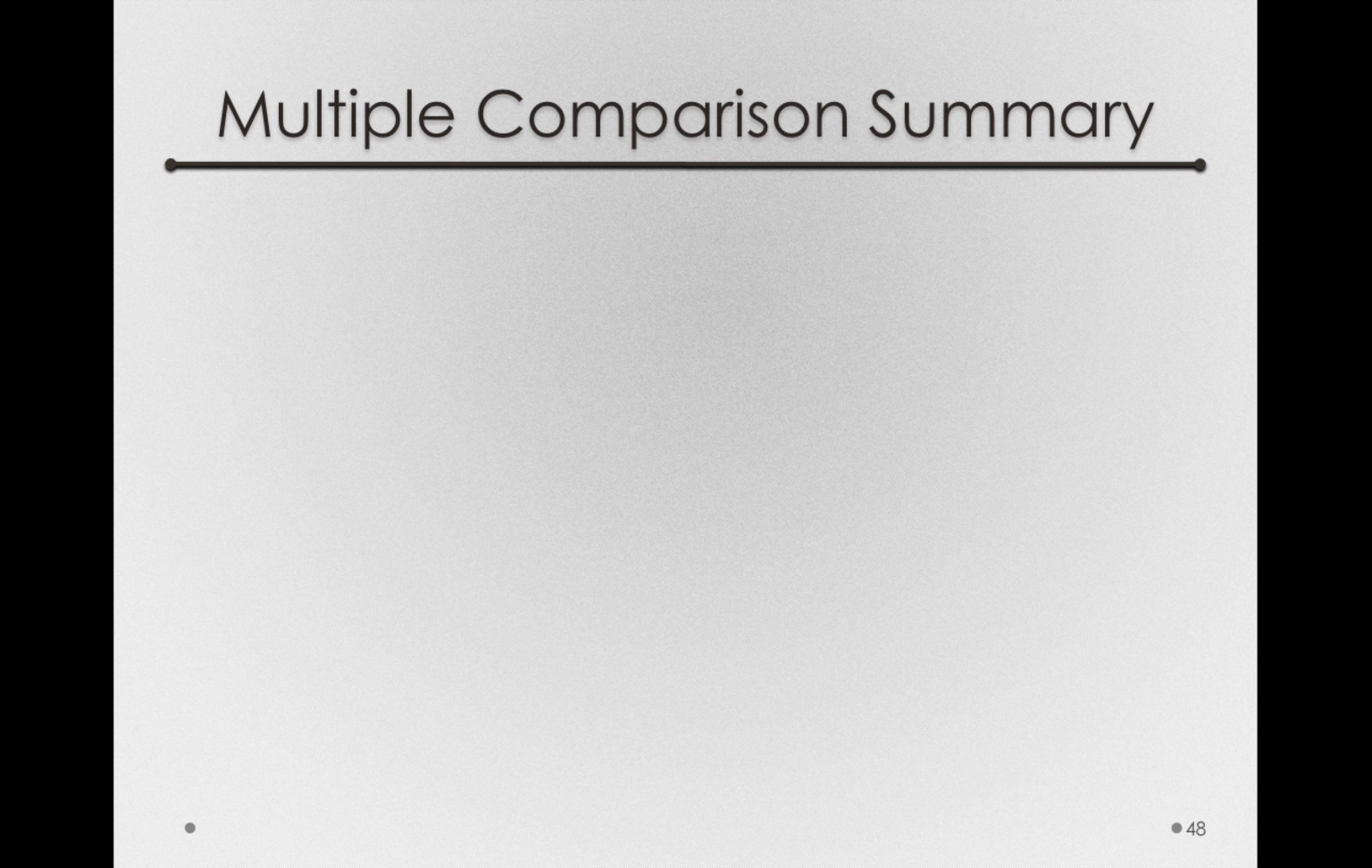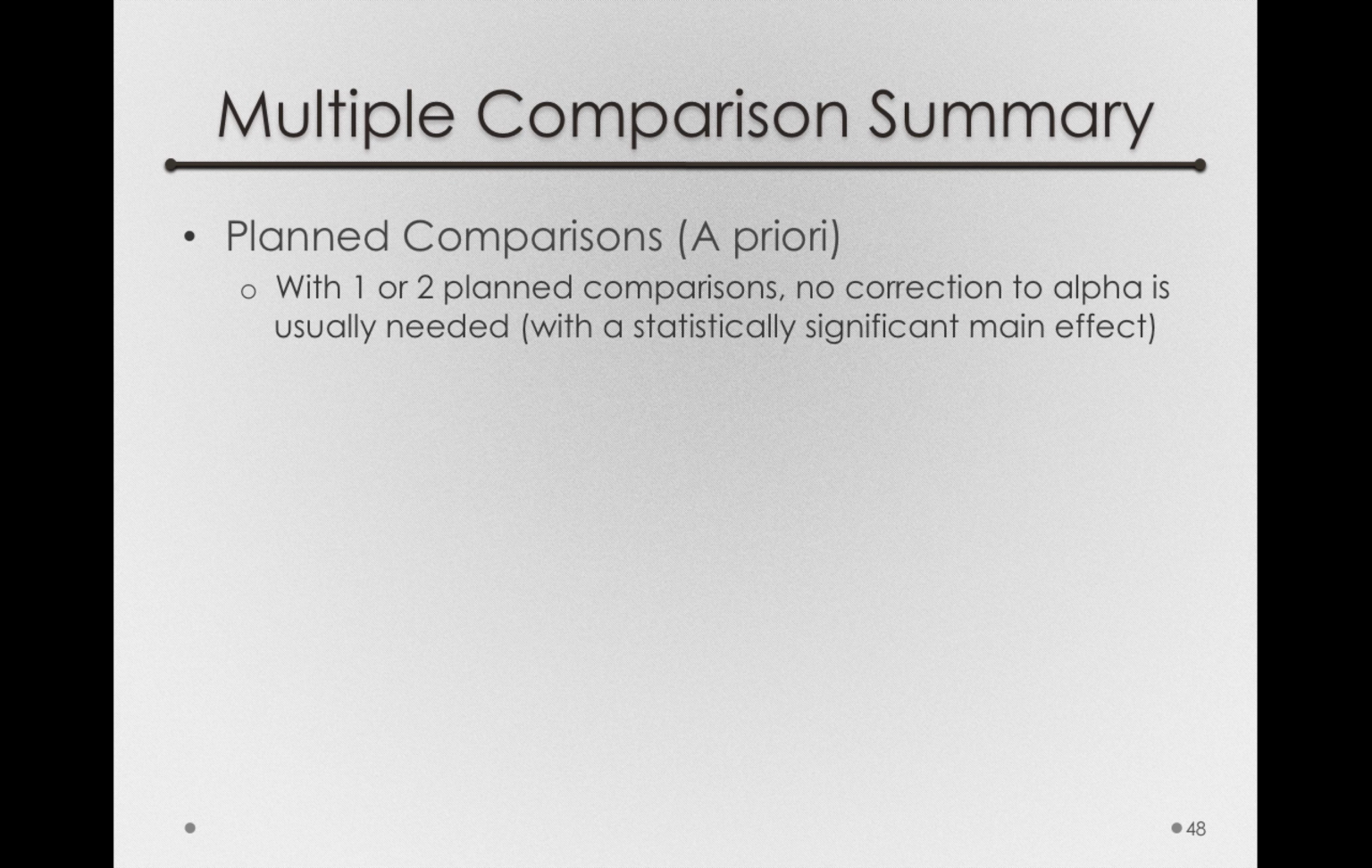Let's review the different procedures we have for making multiple comparisons. When we have planned comparisons, that is, a priori comparisons we have specified before collecting the data, with one or two planned comparisons, no correction to alpha is usually needed.